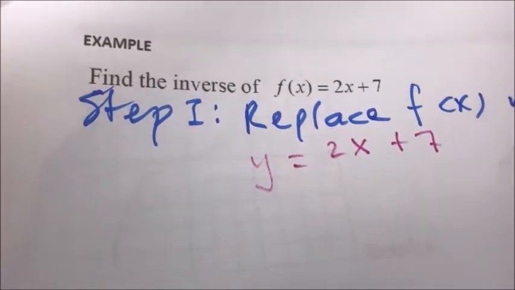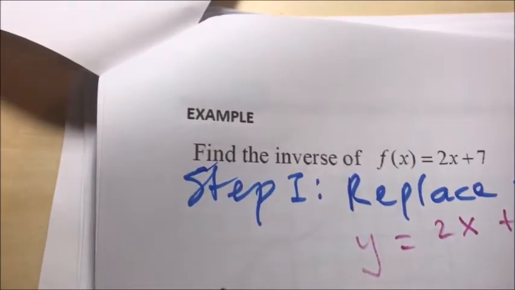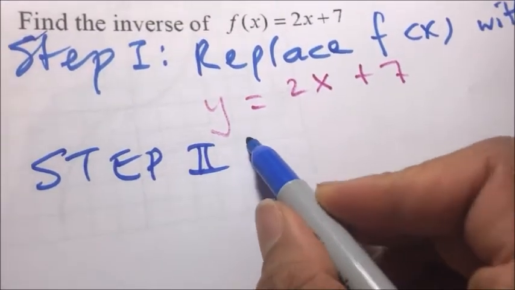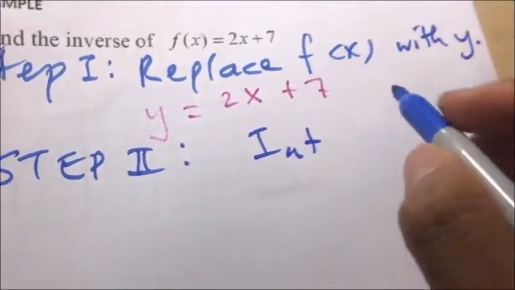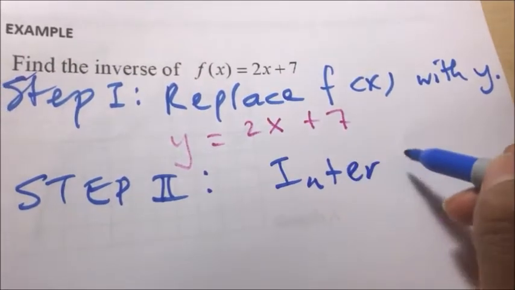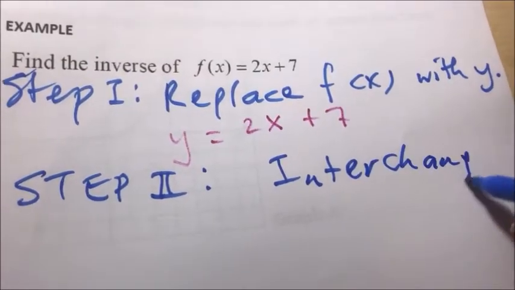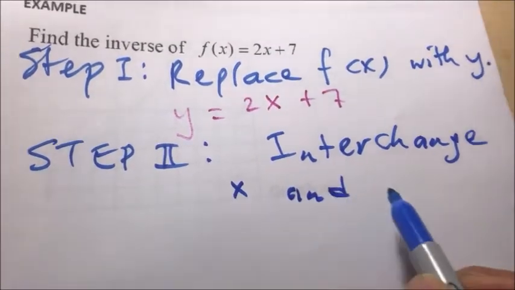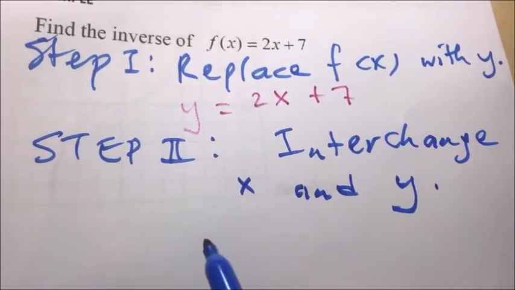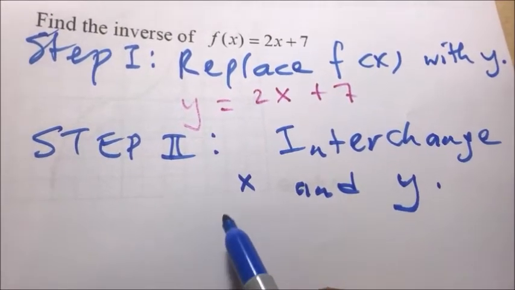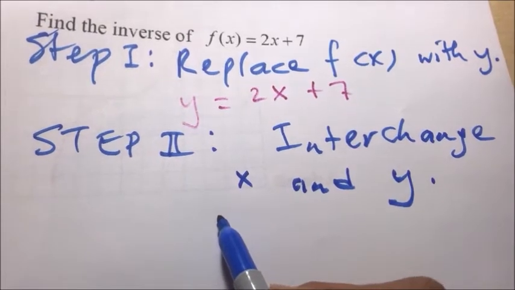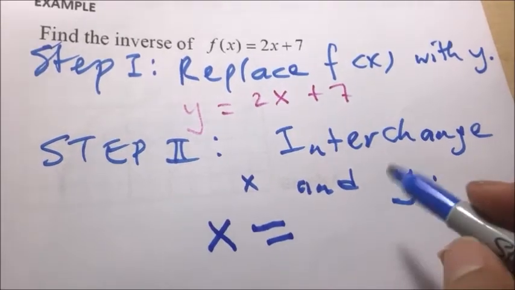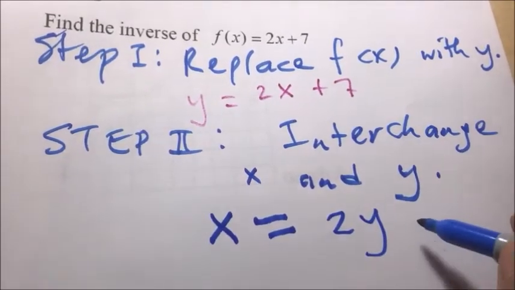Step 2 is to interchange x and y. So that means that wherever you see y, you're going to put x. So on the left you have y, so it's going to become x. And on the right you have x, so it's going to become y.